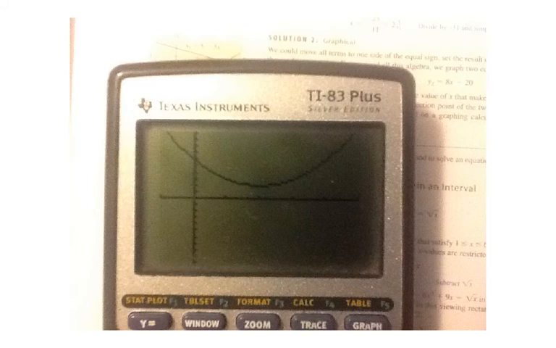And here's what the graph looks like. It never hits the x-axis. So if it never hits, there are no solutions.